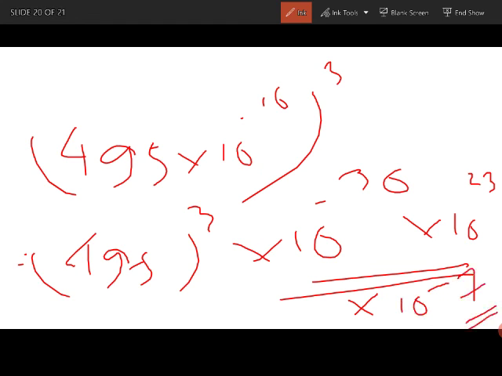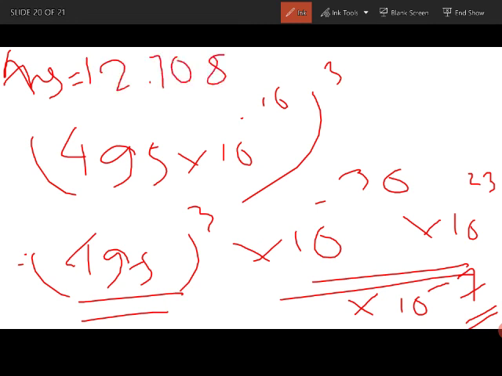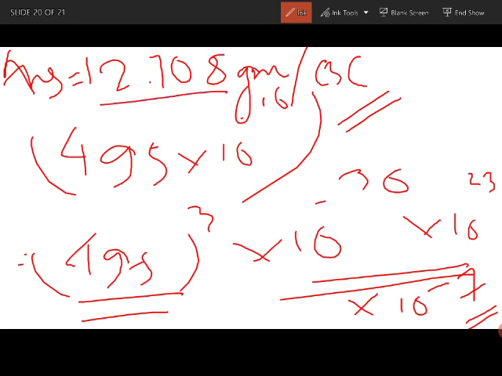Got it? So in this way, make it simple and try to solve and get the correct answer. And the answer for this, you all try on your own. The answer for this will be 12.708. Okay, it is gram per cc. Why cc? Because we are doing the calculation in centimeter. Am I clear? So this is the answer which you all should be getting, and I hope all of you will get the correct answer.